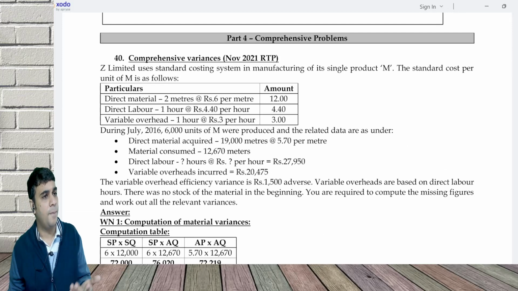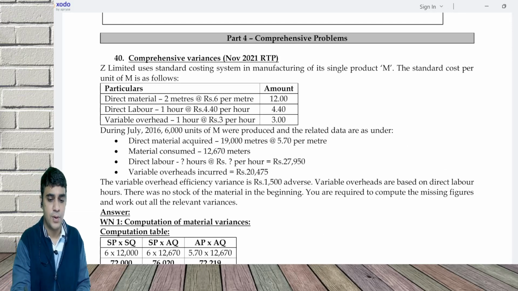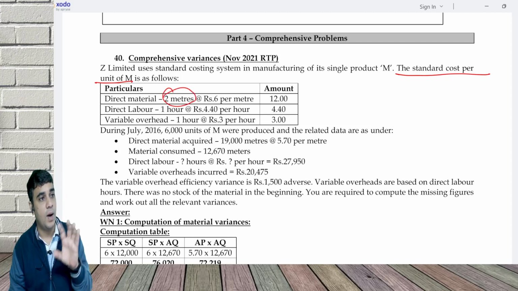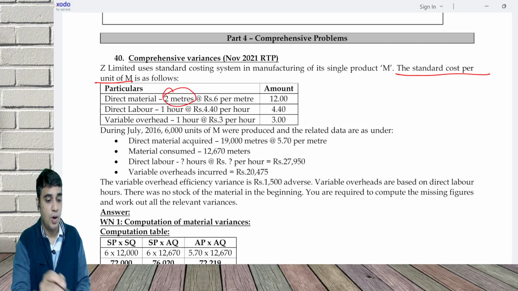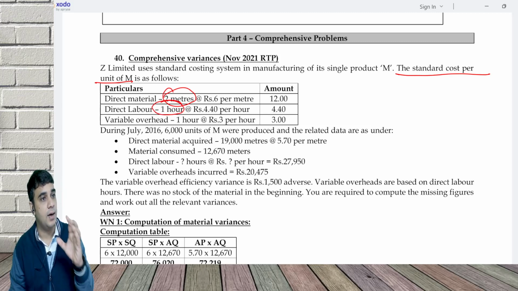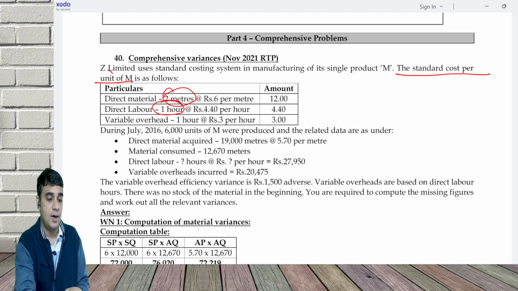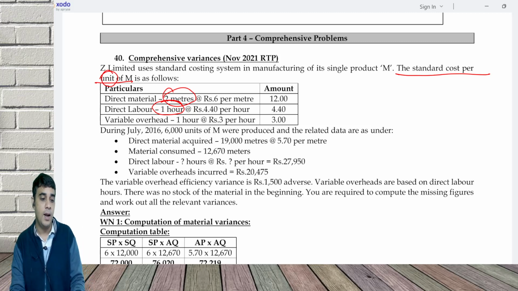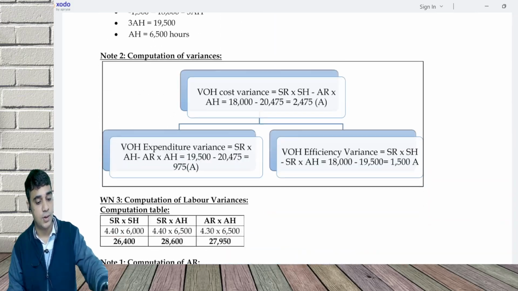We'll be doing comprehensive problems, but most of the comprehensive questions will be like this. The standard cost per unit: this means 2 is to 1 is the input output ratio, and 1 unit is equal to 1 hour is the standard equation. That is how the standard cost sheet is to be read. So 2 meters of raw material will give you 1 unit of output. So input output is 2 is to 1, and the standard equation is 1 unit is equal to 1 hour.